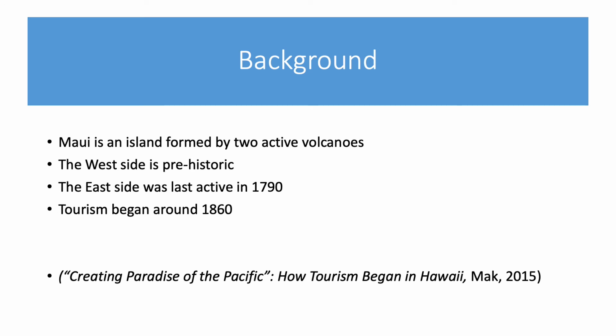A little bit of Maui's background is it was an island actually formed by two active volcanoes. The west side was prehistoric, the east side was last active in 1790, and fun fact, tourism actually began around 1860.